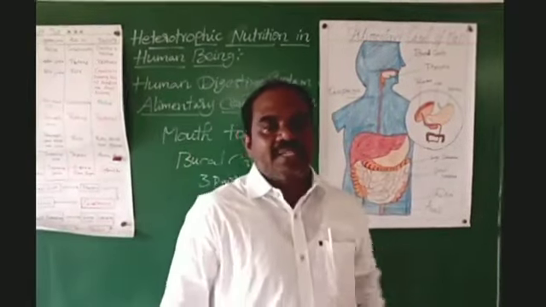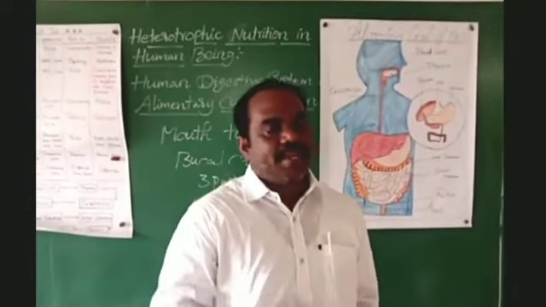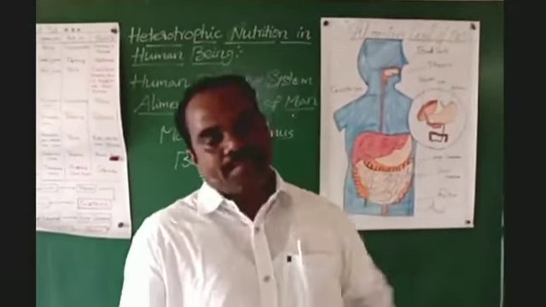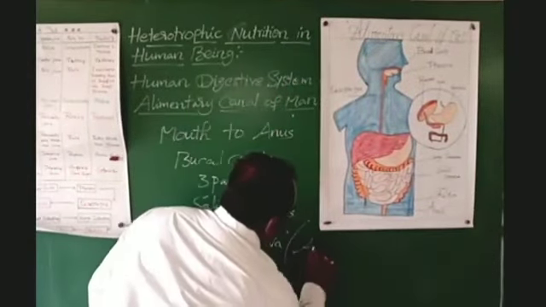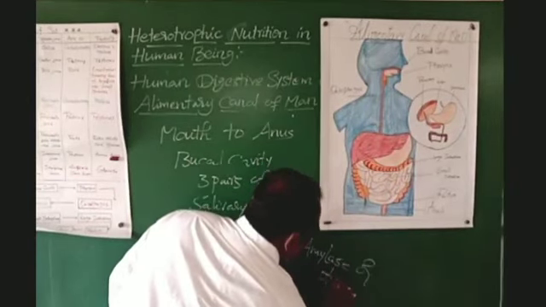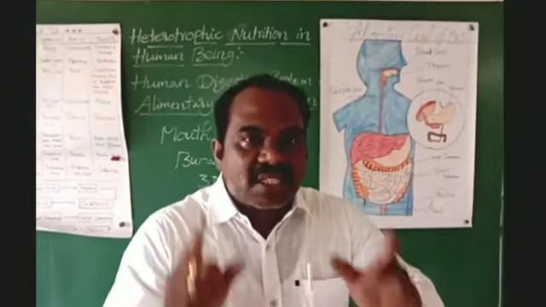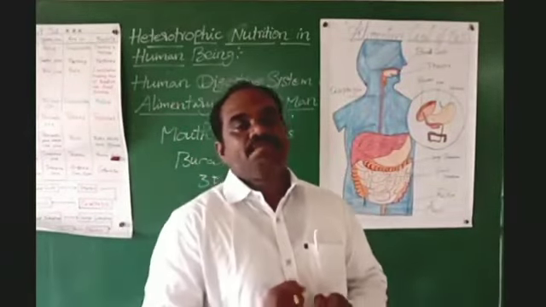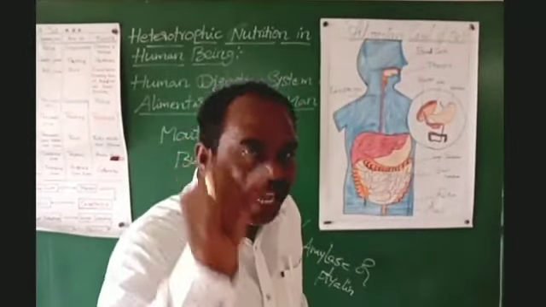These salivary glands secrete saliva. Saliva contains one of the enzymes called amylase or ptyalin. Write down, students. Salivary glands secrete saliva. Saliva contains an enzyme called amylase.